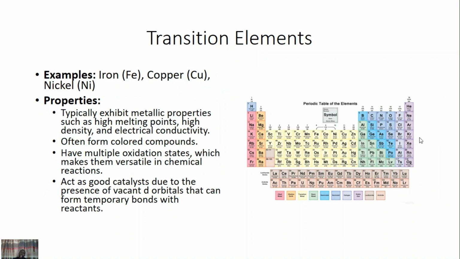The transition elements have metallic properties and have very high melting point and density, and also they conduct electricity very well. They usually form colored compounds and have multiple oxidation states. For example, copper can have copper 2 or copper 1 oxidation states.